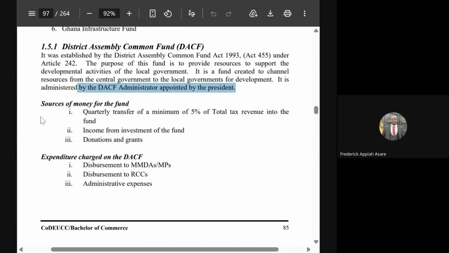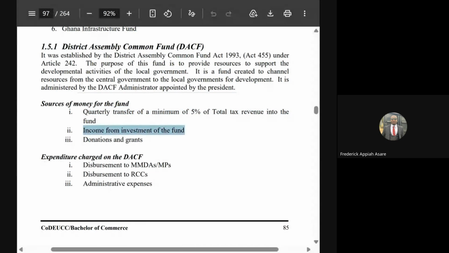Now, how do they get money to fund this fund? So they have a quarterly transfer of a minimum of 5% of total tax revenue into the fund. So every quarter, 5% of tax revenue is deposited into the District Common Fund.